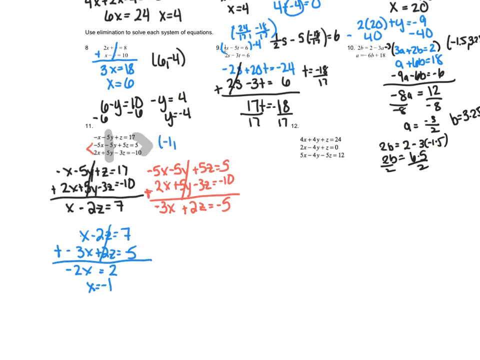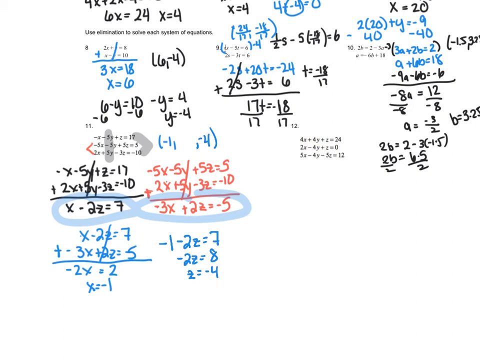So I'm going to go back to either one of these equations and plug in my x. So negative 1 minus 2z equals 7. Negative 2z equals 8. Z is going to be negative 4. And then the last thing, now these go in alphabetical order, x, y, z, the answers when you're putting them.